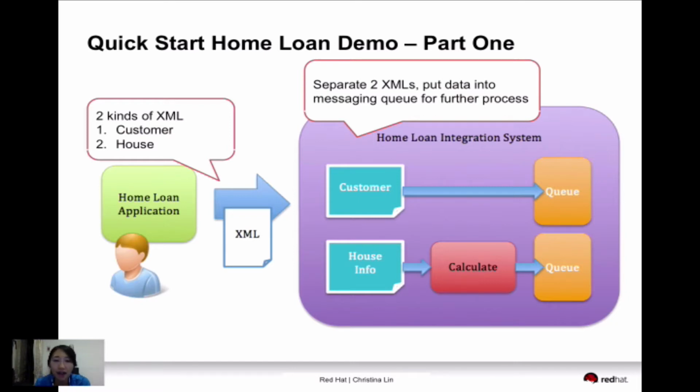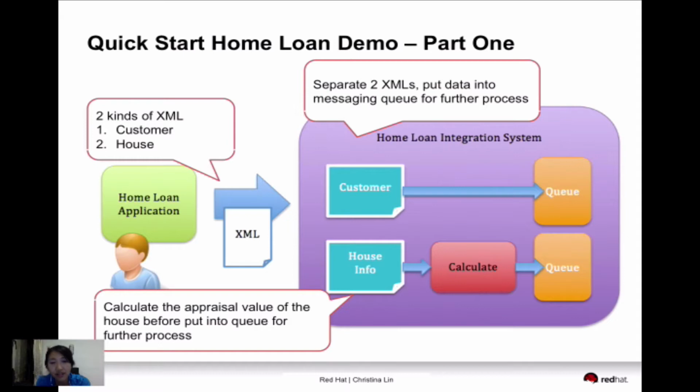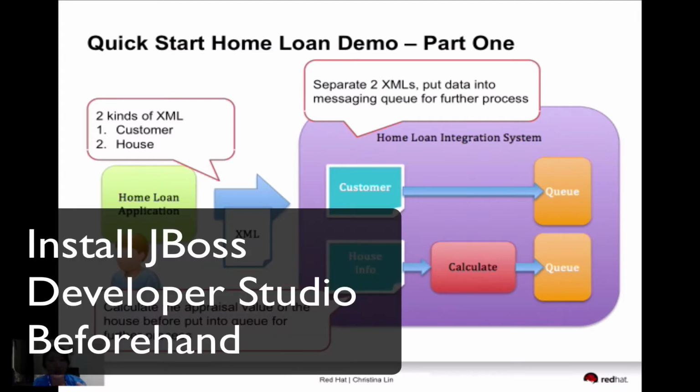And for the house XML, we have to do a little appraisal to quote the value of the house before we send it into the queue for further processing. So this part of the demo is going to show you how to get information from a file, how to determine different kinds of files, how to do a little calculation, and how to put it within the queue.